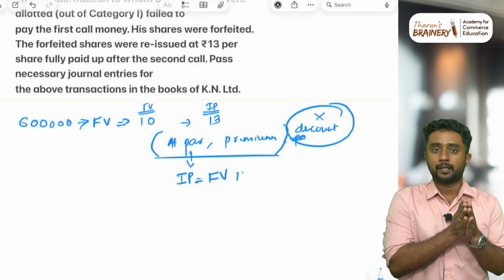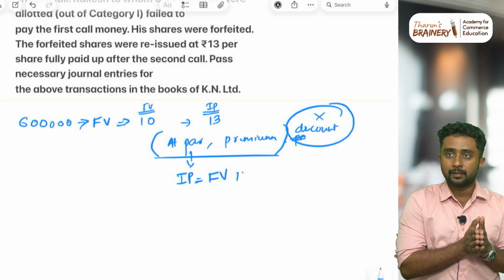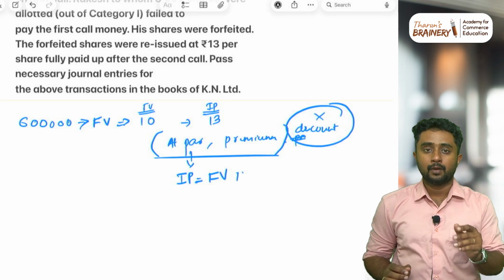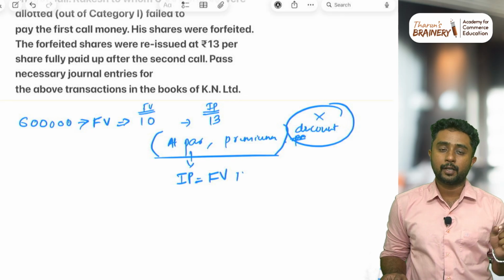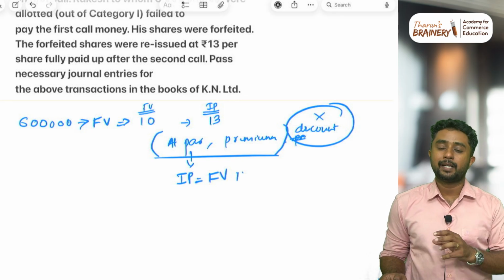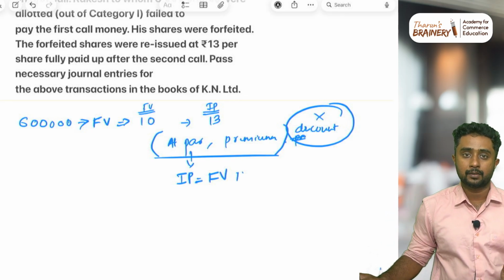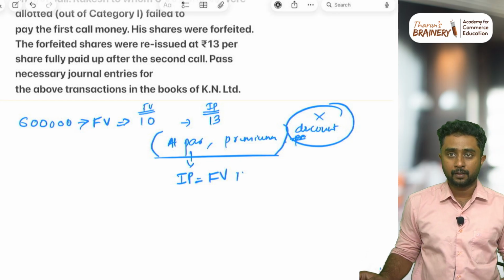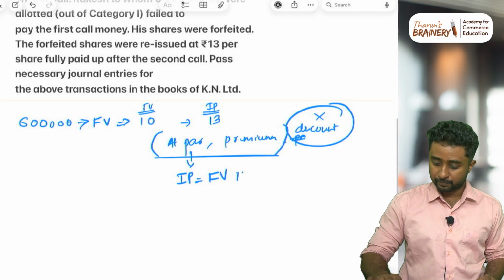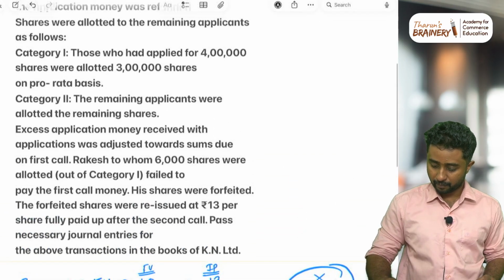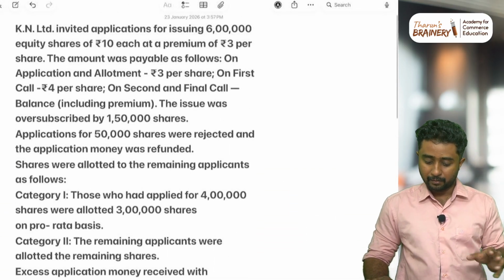So how much does the customer have to pay? 13 rupees. How much is the actual value of the share? 10 rupees. And what about the extra 3 rupees that they pay? That 3 rupees is called securities premium, and that money will be kept in a separate account called the securities premium account. So I hope I made that concept clear. Again coming back to the question, this much detail we have extracted already.